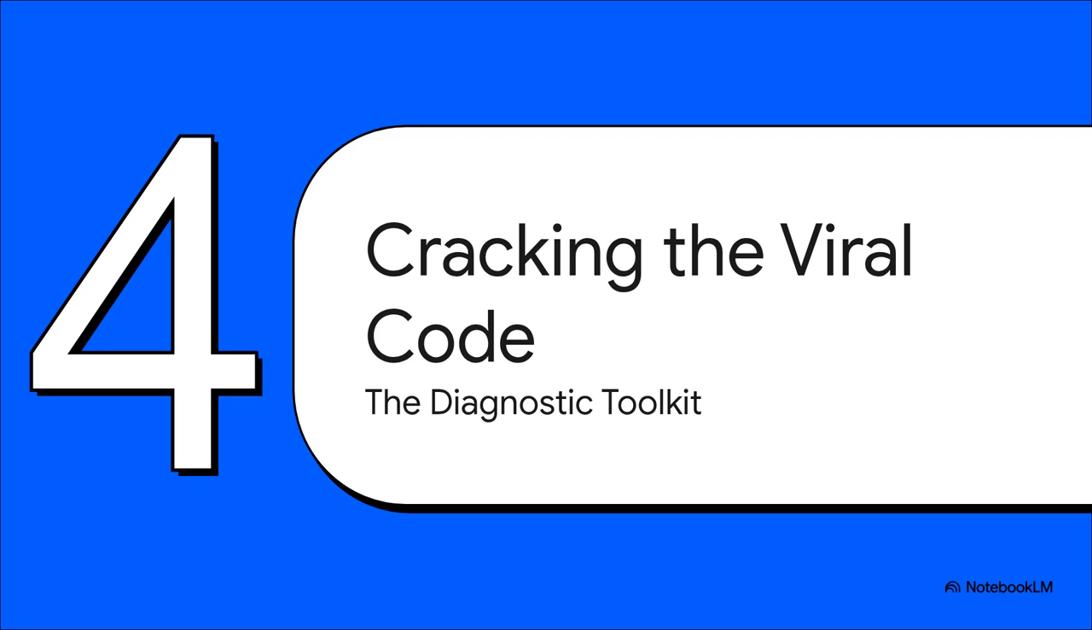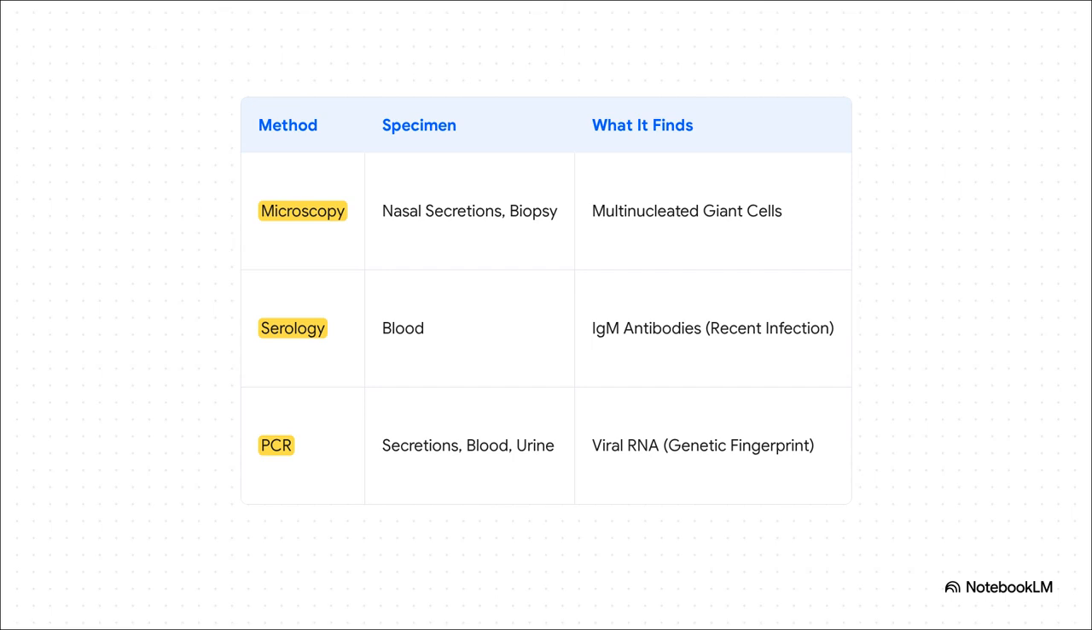So, with stakes this high, you have to be absolutely sure of your diagnosis, right? So let's open up the forensic toolkit. Let's see how the lab detectives crack the viral code and get a positive ID on these suspects. Basically, the lab has 3 main tools. First up is microscopy. You're looking for the virus's handiwork, right? The actual damage it does to cells.